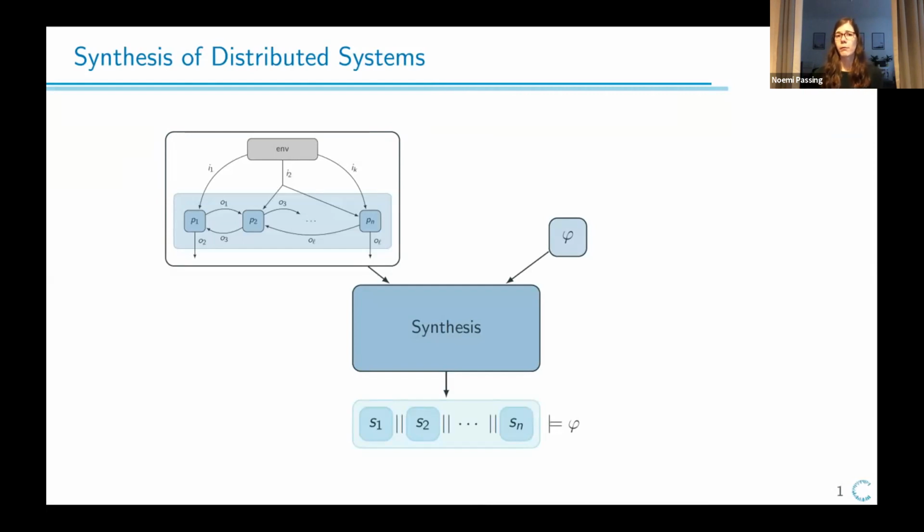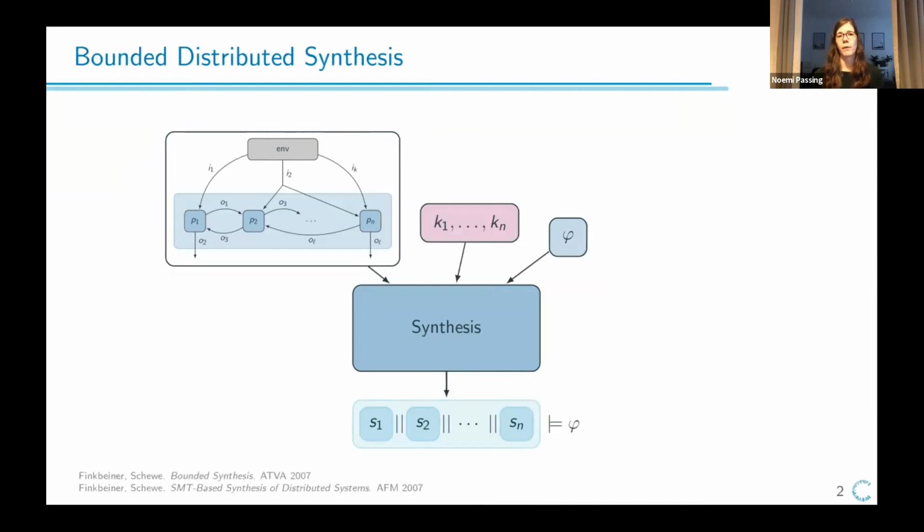This is a very interesting problem because we are able to describe the global system behavior and also the behavior of interactions between our processes while we receive individual strategies for our processes. In general, unfortunately, the distributed synthesis problem is undecidable. However, there exists a bounded version. We have, as an additional input, bounds on the sizes of our strategies, and then we only search for strategies up to these bounds.